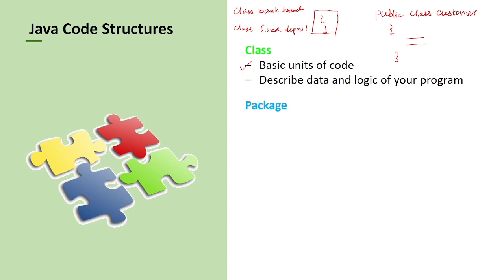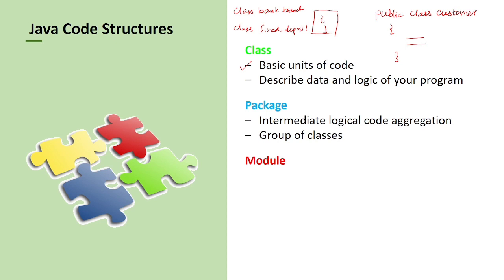So there are different classes, and we require these different classes to be used in our program. How do we use them? We use a package. We have a certain package, and we take that package and use it in the class. So it's an intermediate logical code aggregation. Aggregation means we are combining a few pieces of code and then using that in our class. It's a group of classes. And then we have modules.